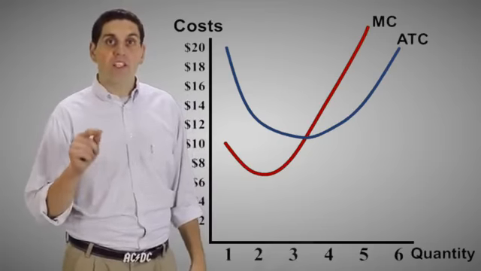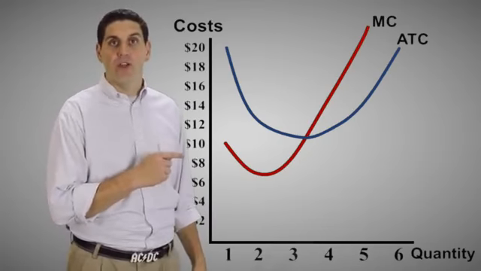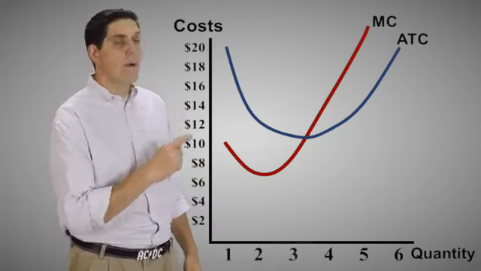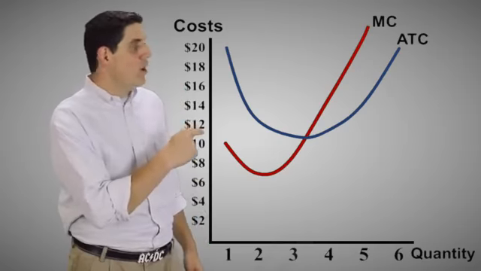In this video, I'm going to explain why these cost curves look the way they do. Why does marginal cost go down and up? And why does ATC go down, hit a minimum, and then go back up? First, let's start with marginal cost.